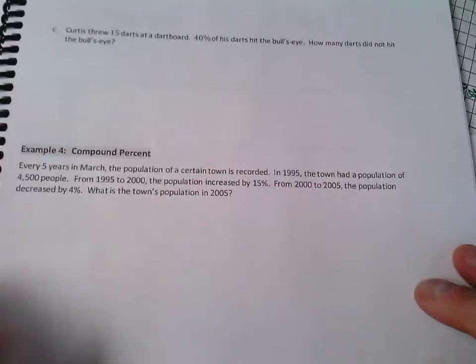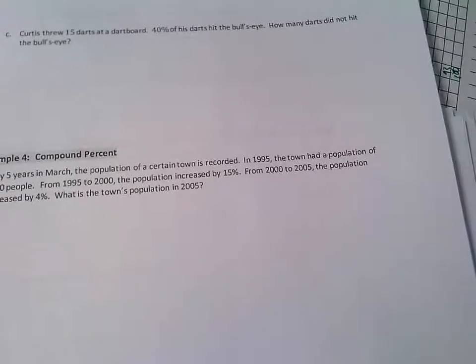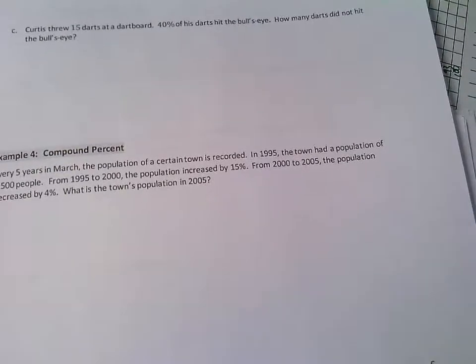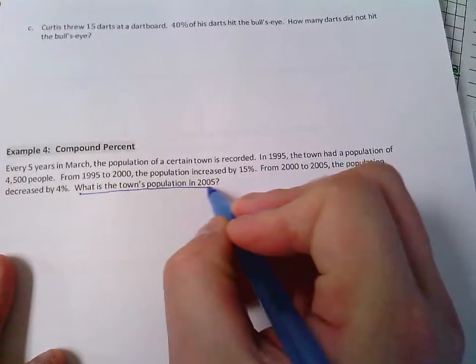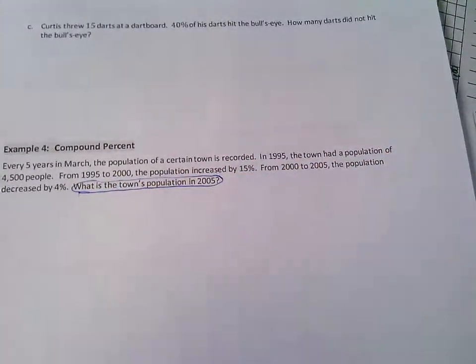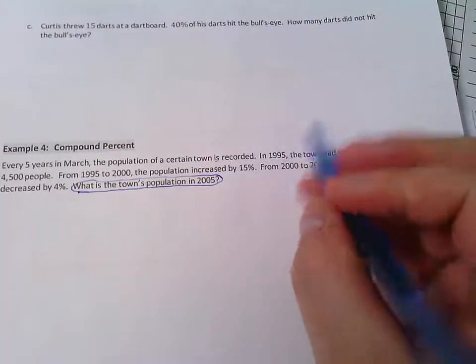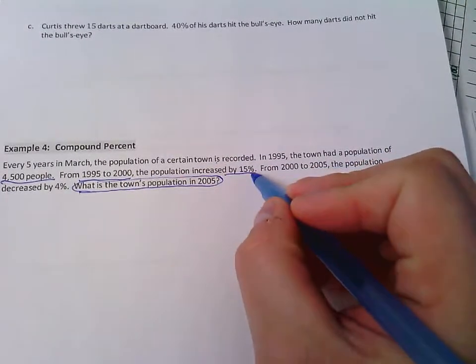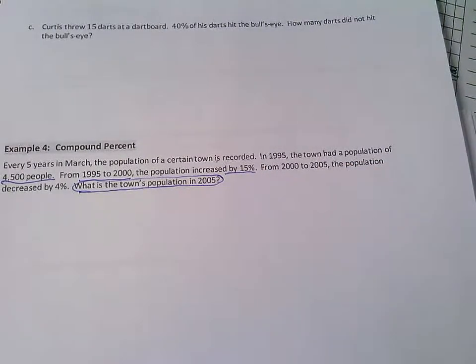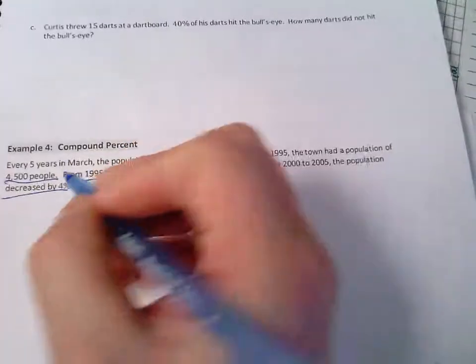All right, and moving along, one more example. We're now on page 6 at the bottom. And this one's got a little bit more kick to it. What is the town's population in 2005? All right. Every 5 years in March, the population is recorded. In 1995, the town had a population of 4,500 people. From 1995 to 2000, the population increased by 15%. Okay? From 2000 to 2005, the population decreased by 4%.